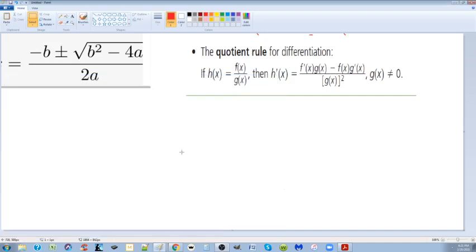Okay, I'm going to try to do this, but it's going to be hard because I've only got 40 minutes. So this is the quotient rule. It's easy to remember because it's like the product rule, except this time the order of the things is important, which is why I don't like it.